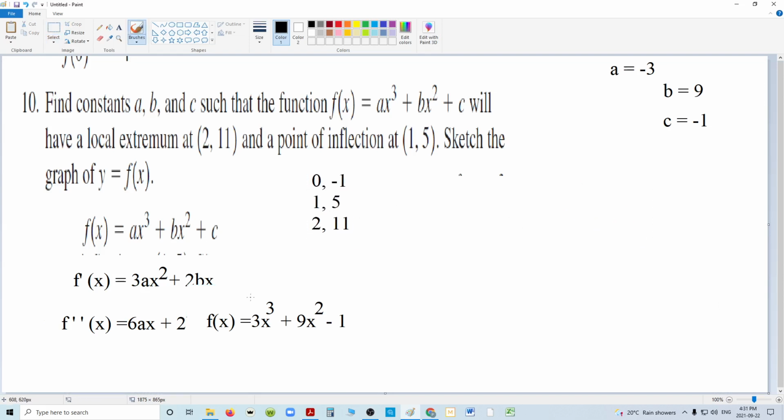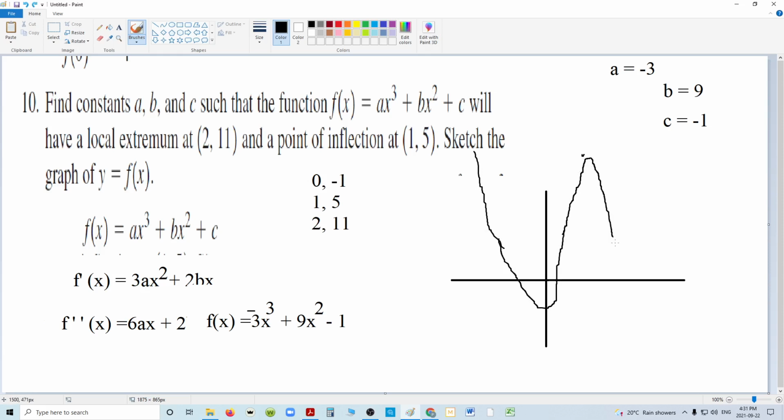Now, notice that this cubic should be minus 3x cubed here. I didn't have the minus down properly. So that means it's not starting in quadrant 3 and ending in quadrant 1. It's starting in quadrant 2 and ending in quadrant 4. Since I also know it only has one point of inflection on a cubic, and that point of inflection is 1, comma 5, I know there's a point right there. Since I know there's another point that's either a max or min at 2, 11, I know that point's right there. Since I know it's coming in from here, and I know it goes through 0, minus 1, there's a good chance that this is the graph.